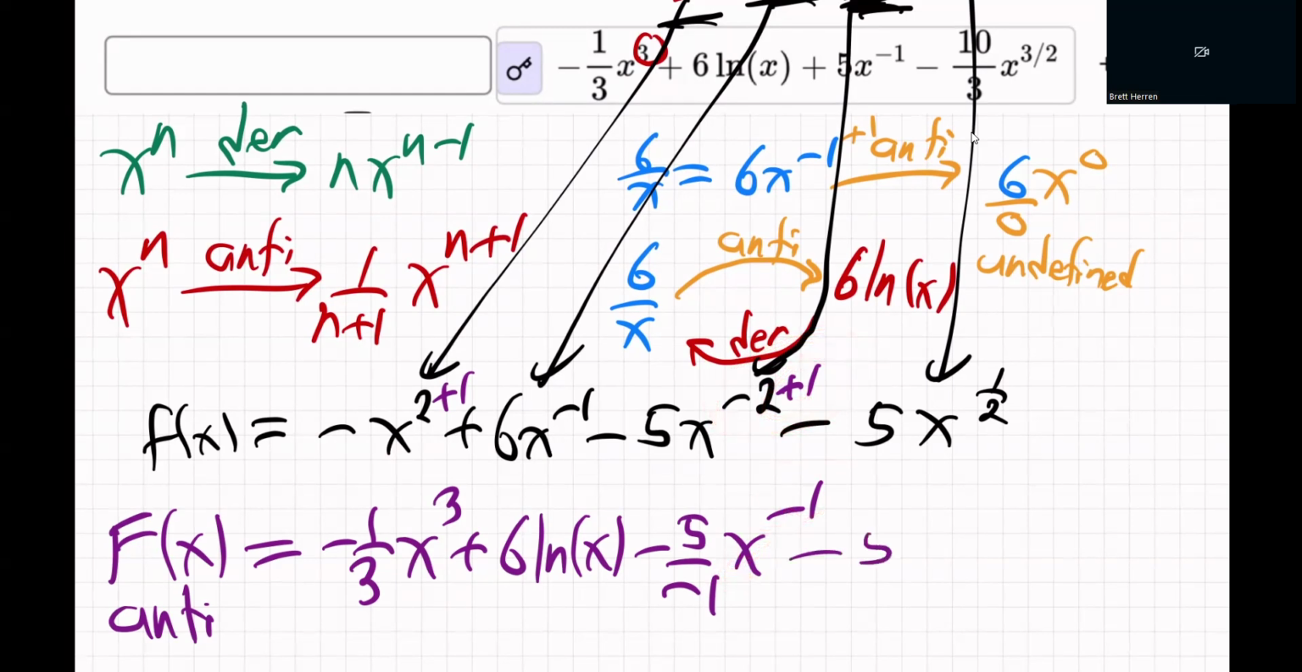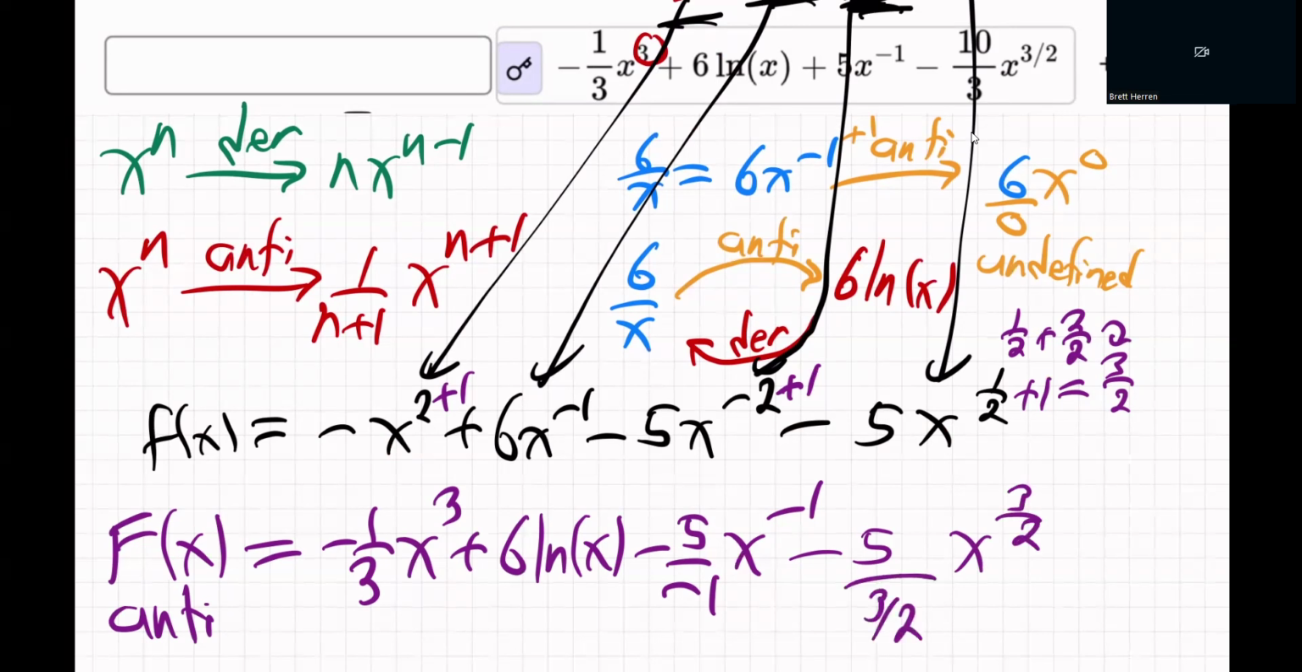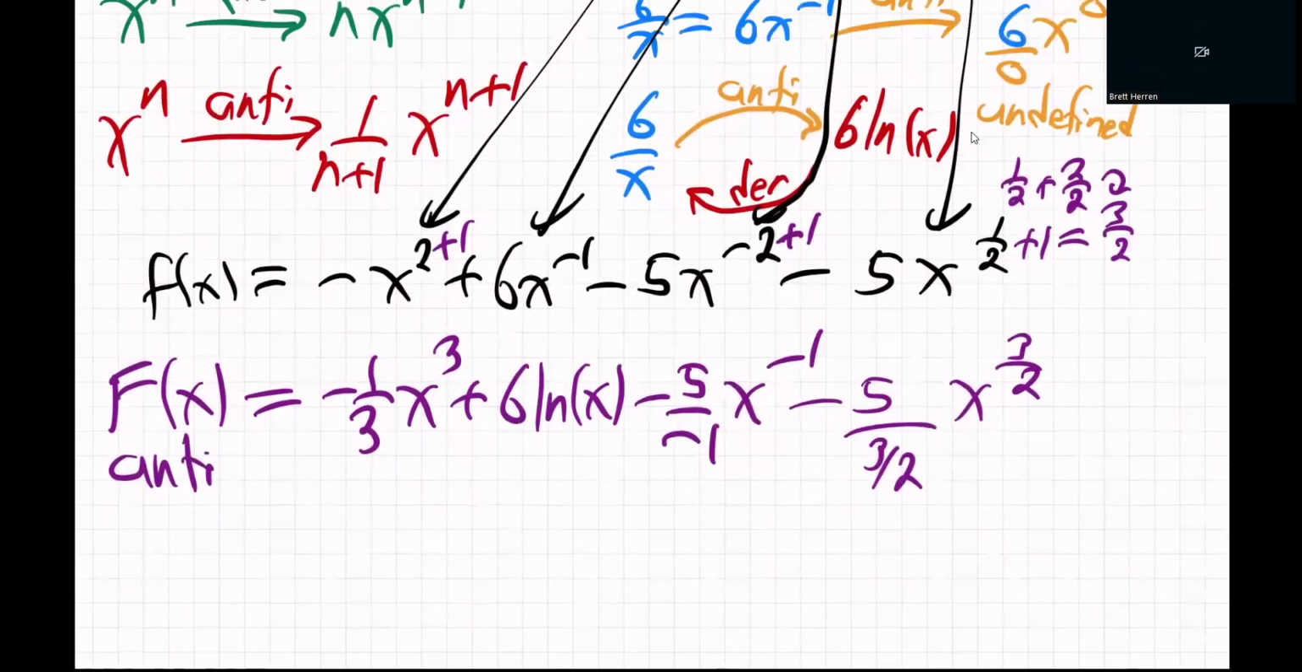Okay, then minus 5. Again, you add 1 to the power. Now what's that going to be? That's going to be equal to 3 halves, right? Because it's a half plus 2 halves, which is 3 halves. So that'll make it x to the 3 halves. Now you got to divide by that, divide by 3 halves. But that's a little weird. Well, you could do that. Here, let me clean it up.